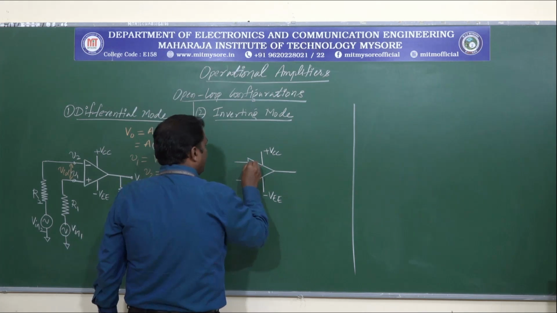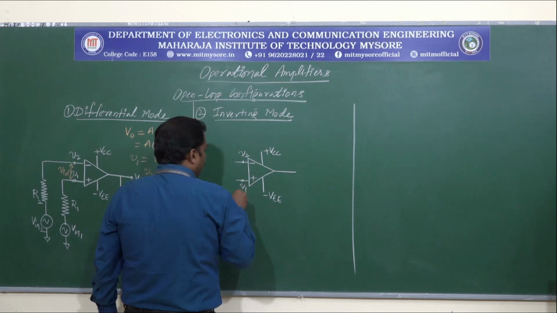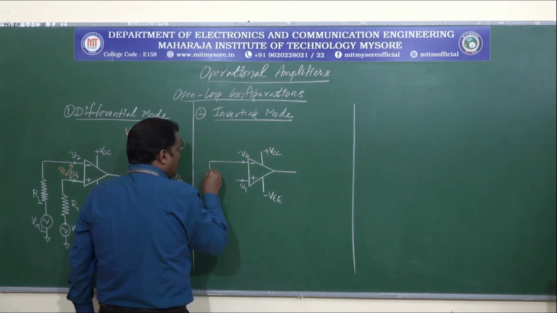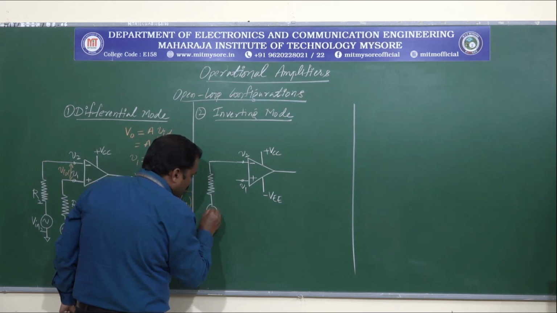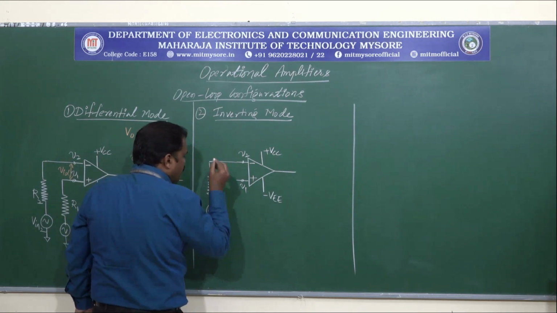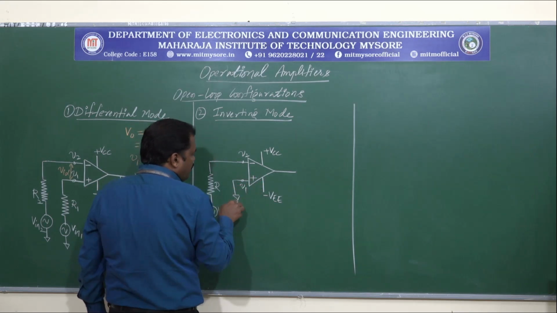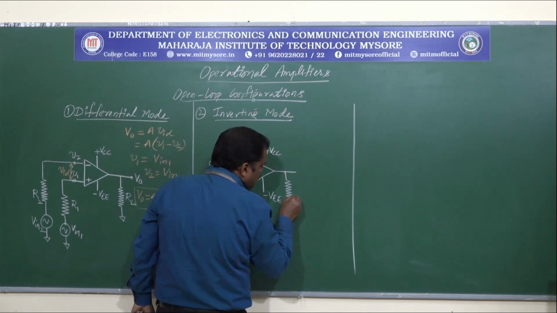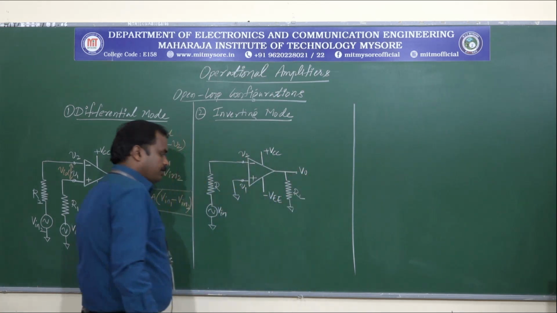So here we have the inverting terminal V2 and this is the non-inverting terminal V1. Because this is inverting mode, we will be connecting the signal to the inverting terminal V2. This is V in, this is input element R, and this will be grounding. The non-inverting terminal V1 will be grounded, and here we have the load resistance connected RL, and this is V0.